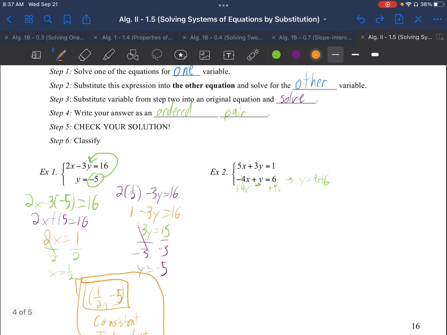Go ahead and write this part down. So maybe pause the video, write this down, and I'm going to keep going with this problem.